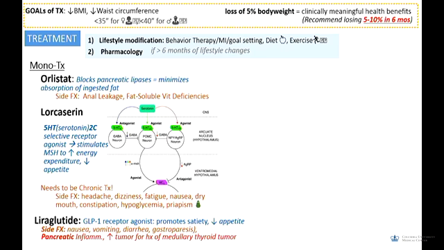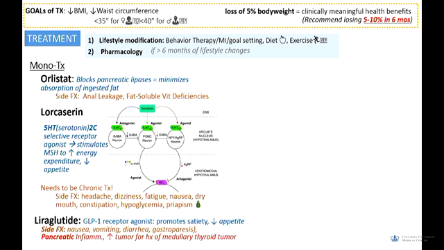There's also lorcaserin, which works by being an agonist for the 5-HT2C receptor. It stimulates MSH2, increases energy expenditure, and decreases appetite. It's really important that lorcaserin is chronically provided because patients who go off lorcaserin end up regaining the weight. The side effects include headache, dizziness, fatigue, nausea, dry mouth, constipation, hypoglycemia, and priapism.